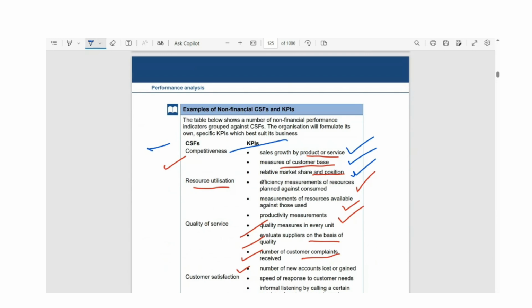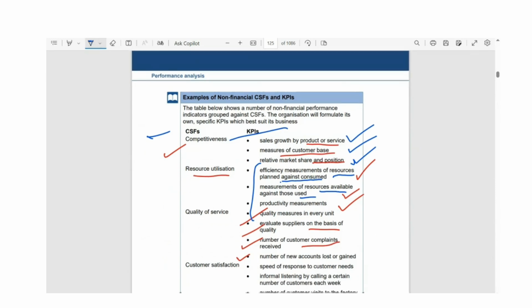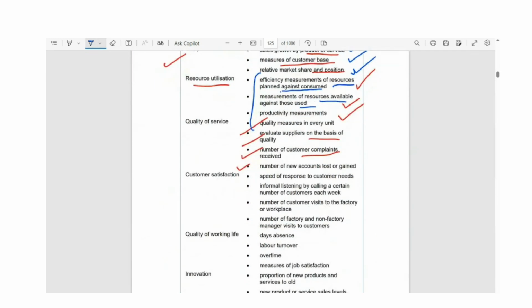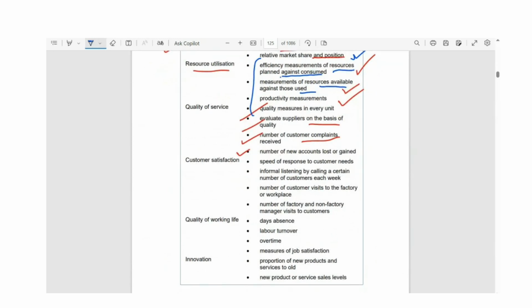Resource utilization: how efficiently companies are utilizing their resources, how much they are saving, and how beneficial those resources are for the company. Efficiency measurement of resources planned against consumed, and resources available against those used. These are all comparisons, but it all depends on whether the database and past information are available.